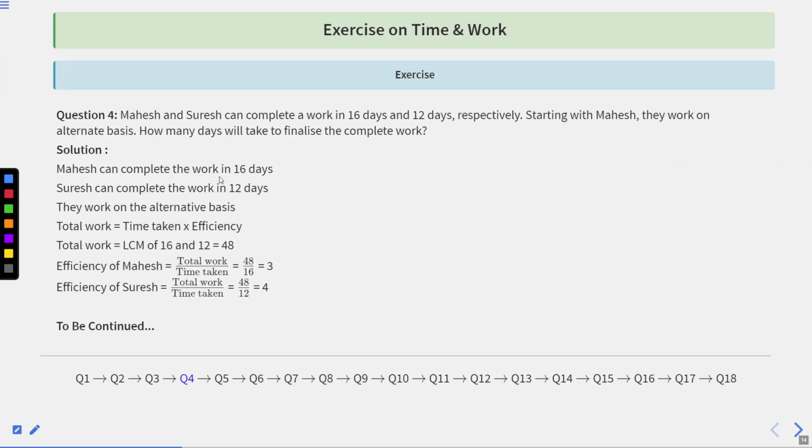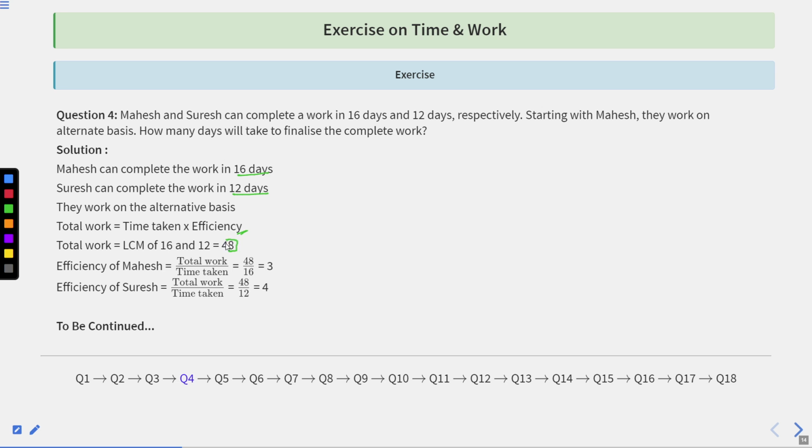Mahesh can complete the work in 16 days. This is given in the question. Suresh can complete the work in 12 days. This is also given in the question. So they work on an alternate basis. The total work will be equal to time taken into efficiency. This formula we have already seen. That means total work is equal to the LCM of 16 and 12, that is equal to 48 units. So the total work is 48 units.